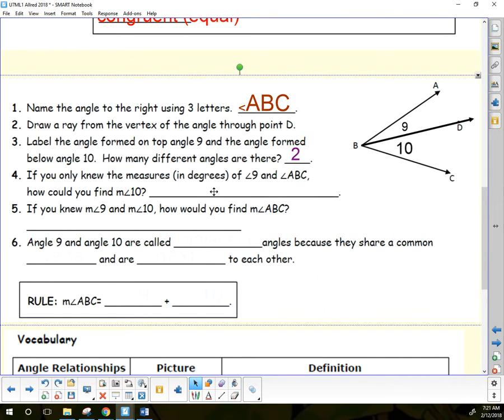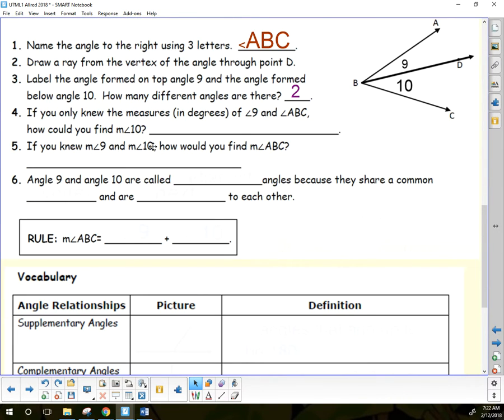Okay, think about this for a second. If I told you the measures of angle 9 and the measure of angle ABC, could you find the measure of angle 10? Tell Edpuzzle what you think. Now think about it again. If I told you the measure of angle 9 and told you the measure of angle 10, could you find the measure of ABC? Tell Edpuzzle what you think.